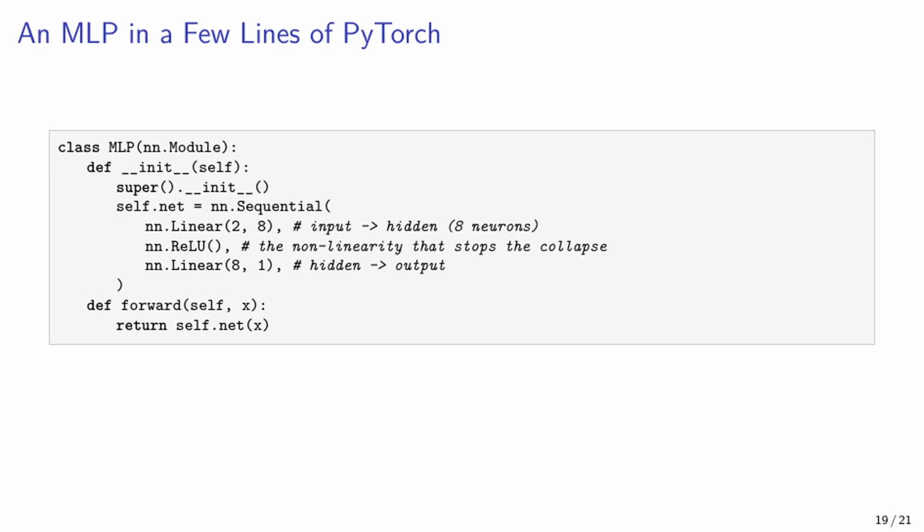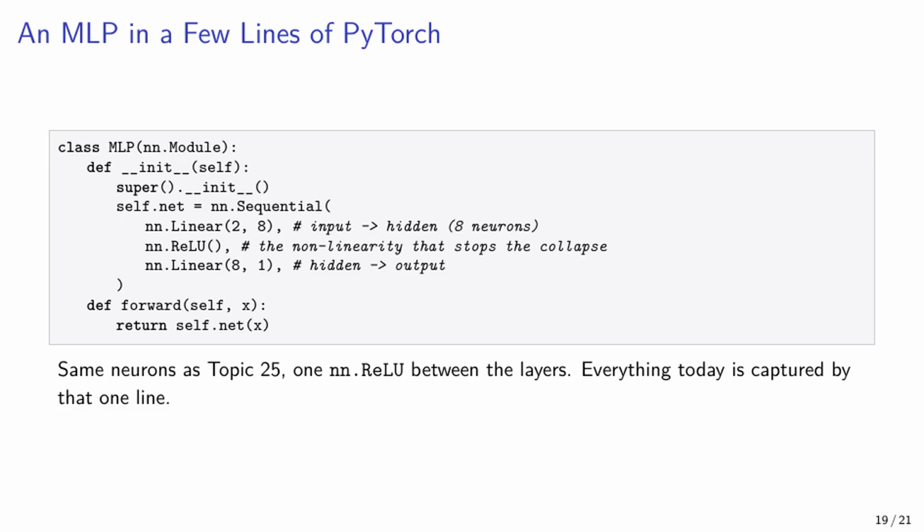And here is the whole topic in a few lines of PyTorch. A sequential model, a linear layer from 2 inputs to 8 hidden neurons, a ReLU, then a linear layer from 8 down to 1. It is the same neurons as topic 25, with nn.ReLU between the layers. Everything we said today is captured by that one line in the middle.